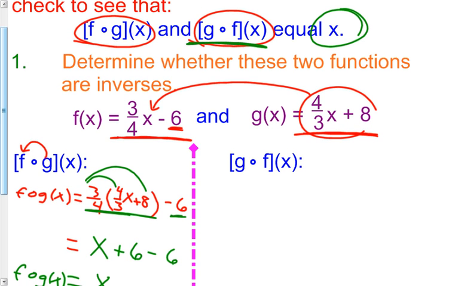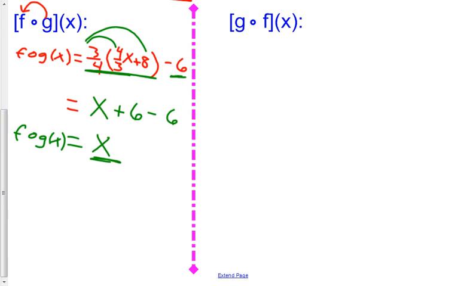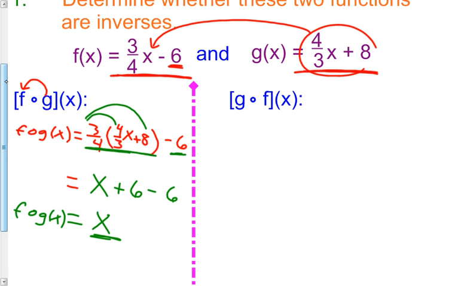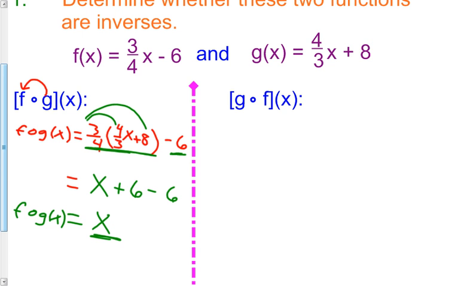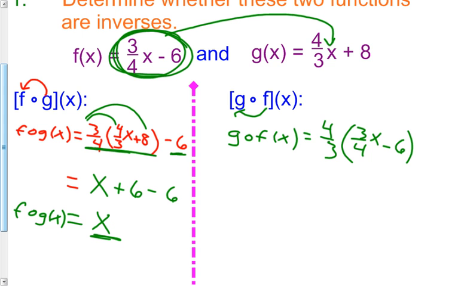We also have to do g of f of x, because f of g of x could equal x, but g of f of x may not. So we have to test both cases. So now we're going to do the opposite order. f goes into g, so this function is going to go into here. So now, g of f of x equals 4/3 times 3/4 x minus 6. Then we're going to add 8.